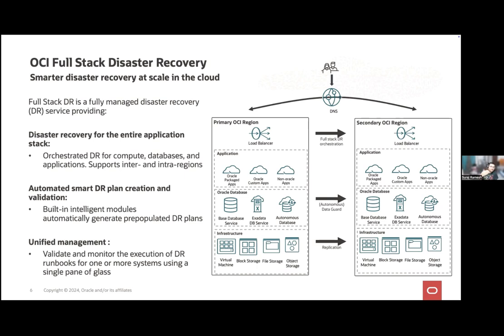That's on top of all the things which you set up. Using full stack DR, you can automate and orchestrate your recovery process for your business system. That's what is mentioned here. You can do the orchestration for your compute, database and application, and it supports both inter and intra regions. When you create a plan, the service has intelligence because we work closely with all the core OCI services and APIs. We have the built-in intelligence to automatically pre-populate certain recovery steps. I will talk about that in detail in upcoming slides, and I'll show it in the demo as well.